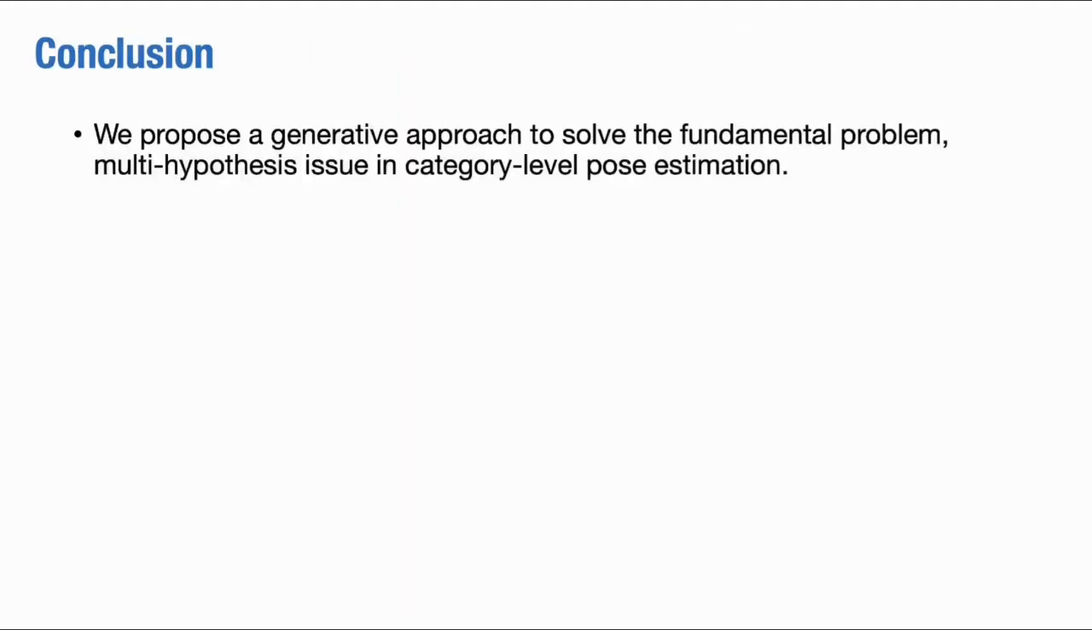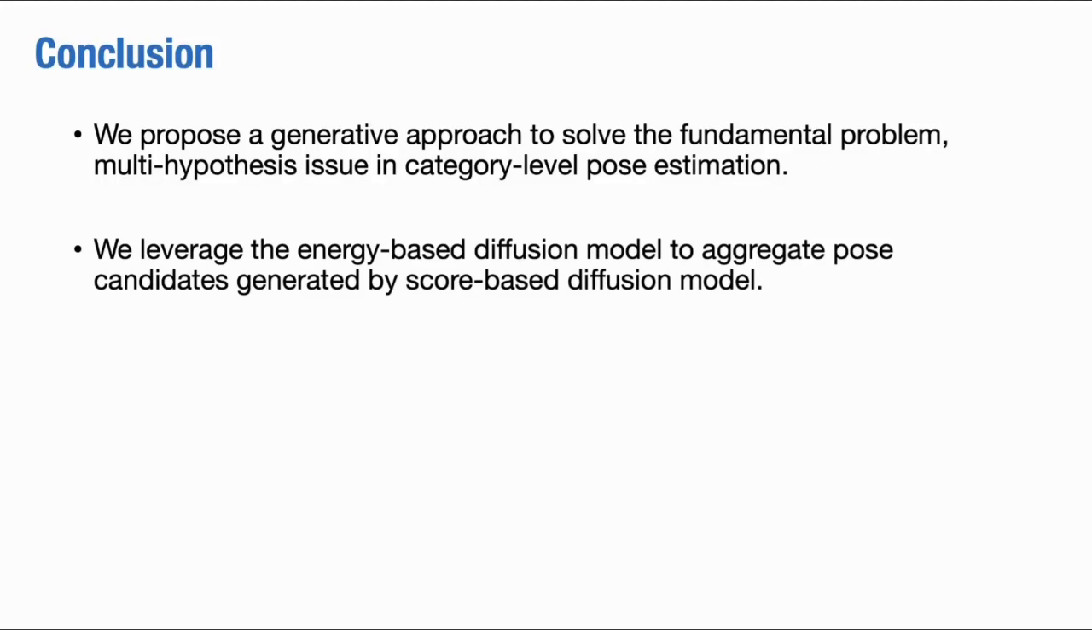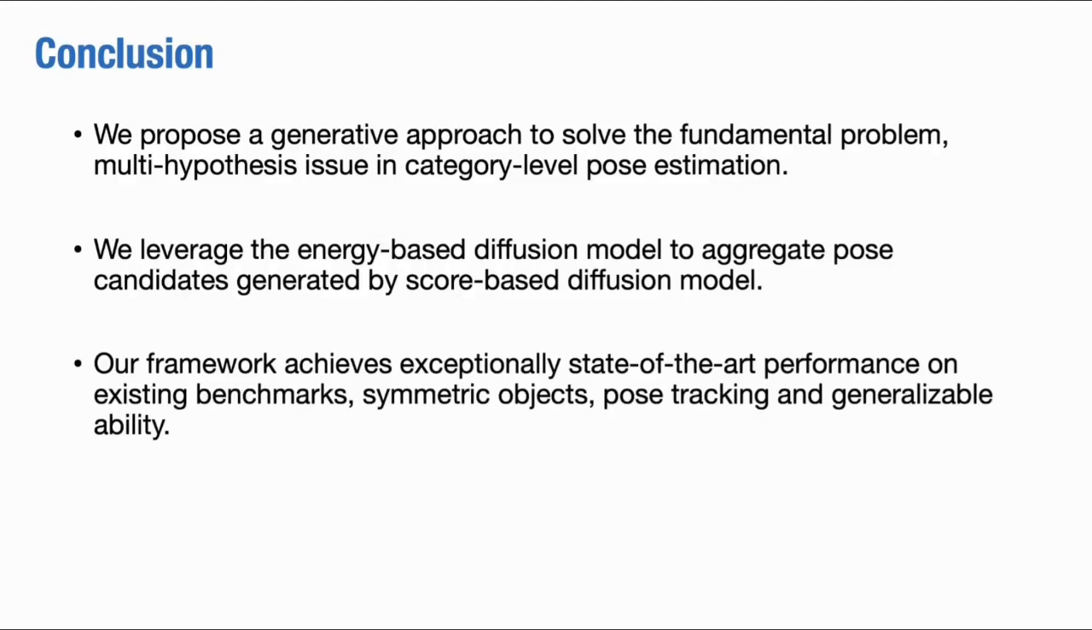In conclusion, we propose a generative approach to solve the fundamental problem, the multi-hypothesis issue, in category-level pose estimation. We leverage the energy-based diffusion model to aggregate pose candidates generated by the score-based diffusion model. Our framework achieves state-of-the-art performance on existing benchmarks, symmetric objects, pose tracking, and generalizable ability.